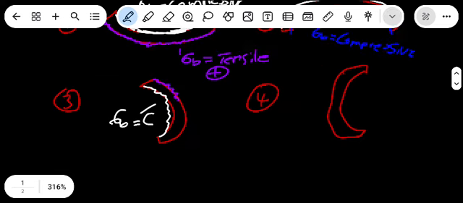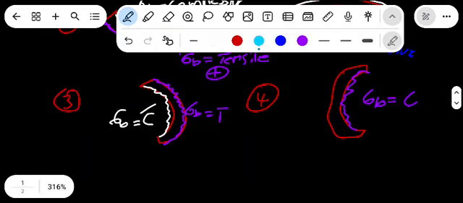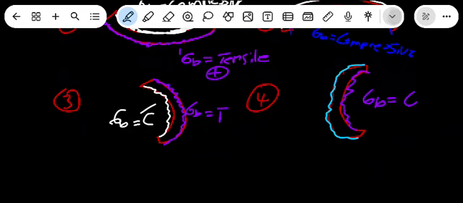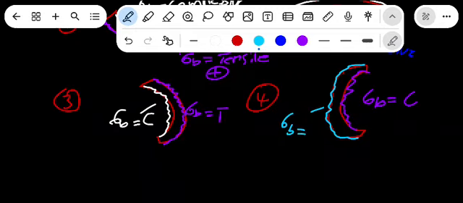Then on this side, the bending stress will be what? Tensile. This side, the bending stress is what? Compressive. Then this side, the bending stress is compressive. The bending stress on this side is tensile. Do you understand? You see what is going on?